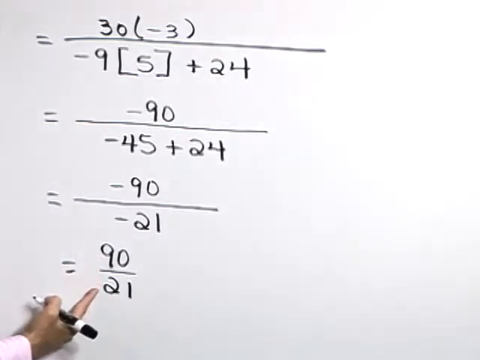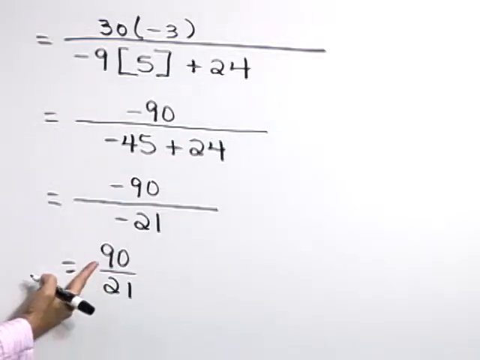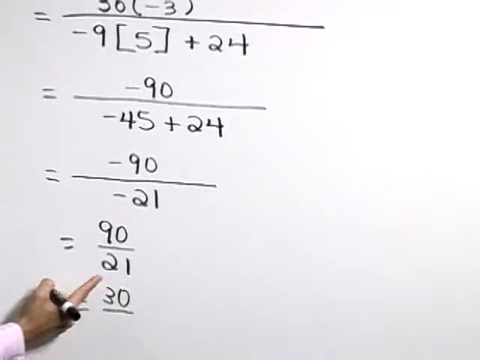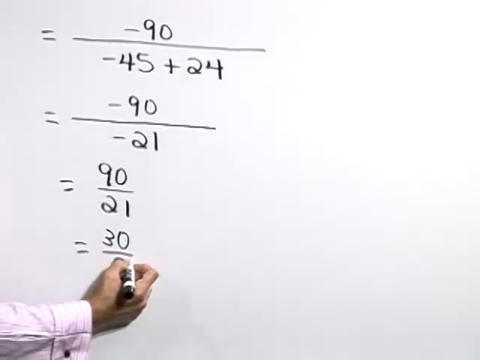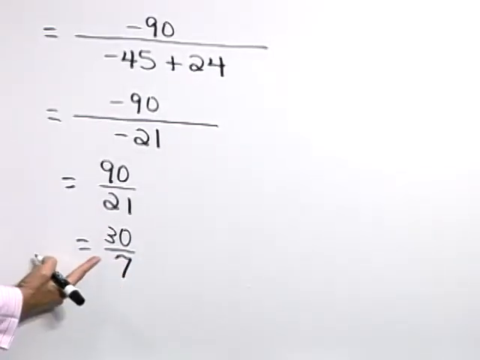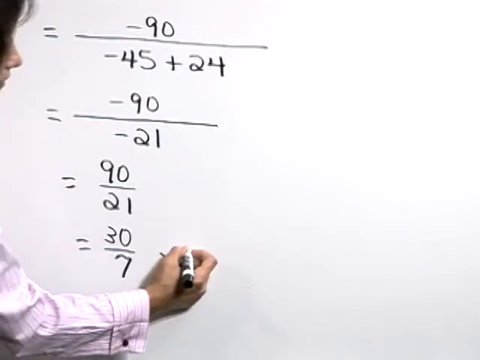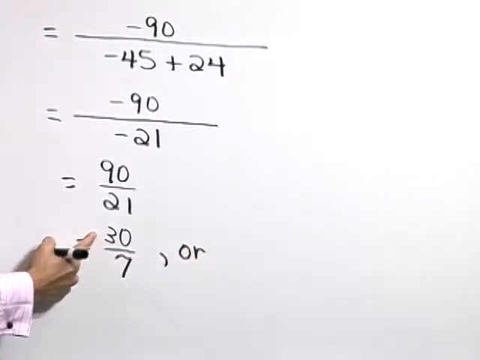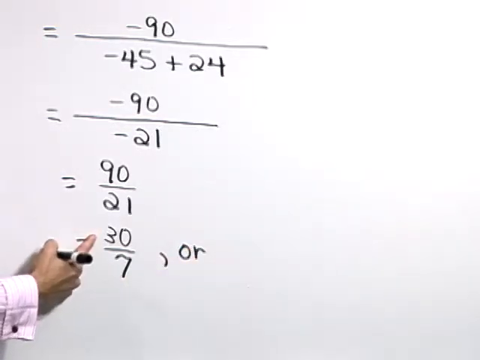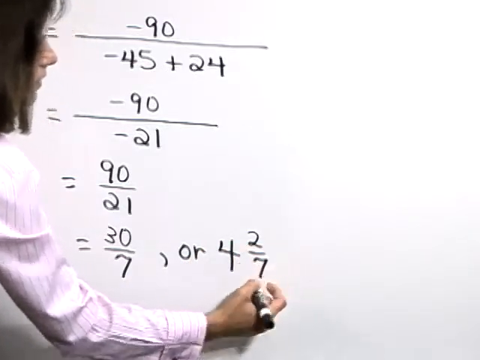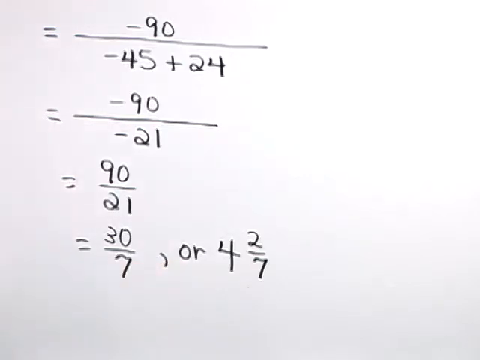But let's also reduce this. 3 is a common factor of both. 3 goes into 90 30 times and into 21 7 times. So we can write this result as 30/7. That's reduced form. We might also write it in mixed number form by dividing 7 into 30. 7 goes into 30 4 times with 2 left over. So an equivalent form is 4 2/7.